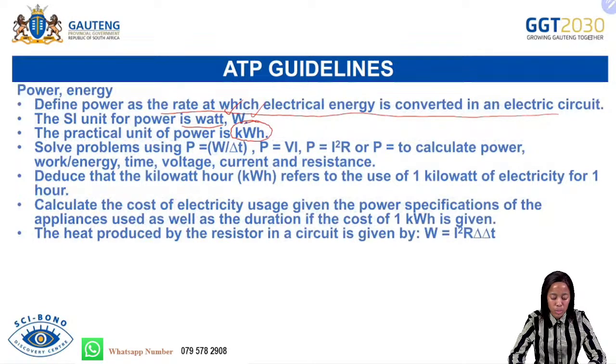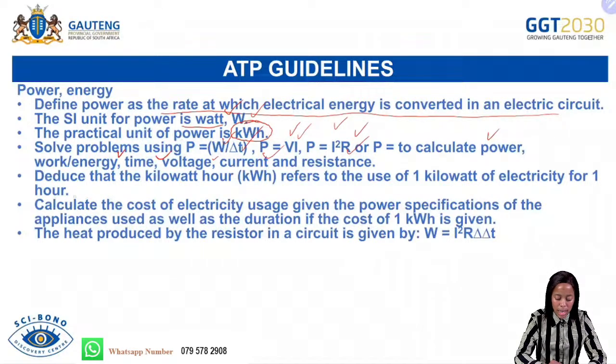And then you need to be able to solve problems using the following formulas. So it would be the work done divided by the change in time. And then it would be the voltage multiplied by the current. And then again, the current multiplied by the resistance. So again, you needed to be able to calculate power, the work or the energy, time, the voltage, the current, as well as the resistance.